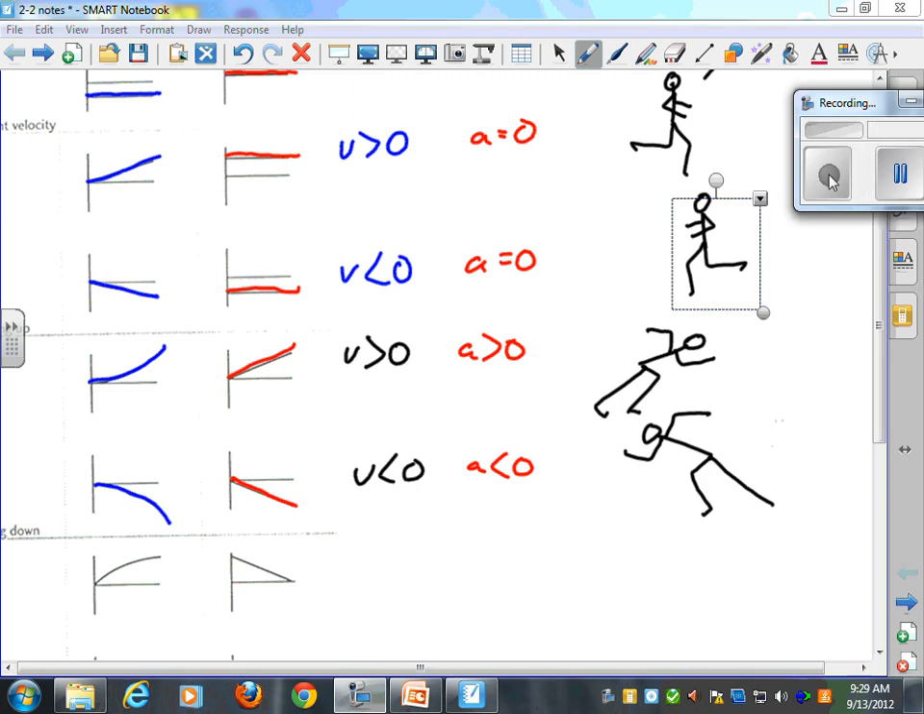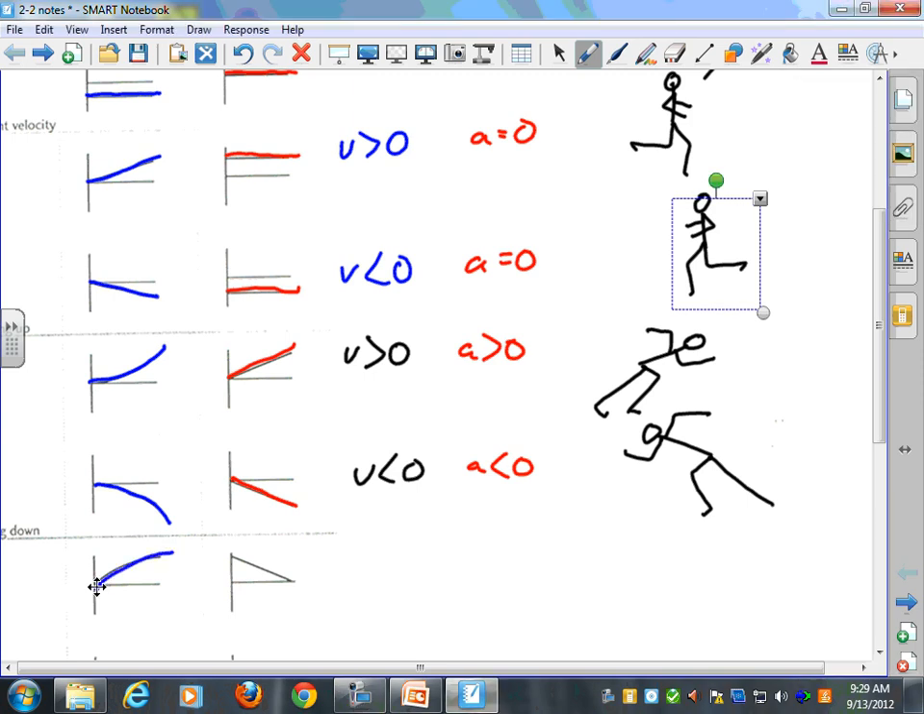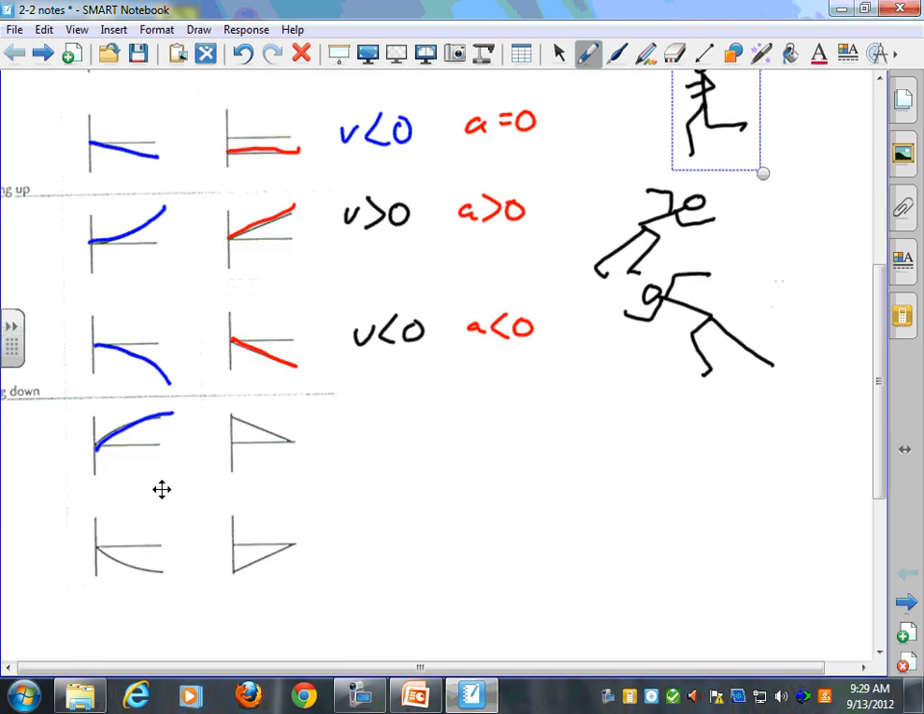All right, last couple here. Slowing down. How could I tell that the DT graph refers to a slowing down situation? Because the slope is doing what? Is it getting steeper or getting flatter? It's getting flatter. In both cases, it's getting flatter, right? Which means that the velocity is approaching 0. Here it's approaching 0 from positive because it has a positive slope. Here it's approaching 0 from negative because it has a negative slope at the start.